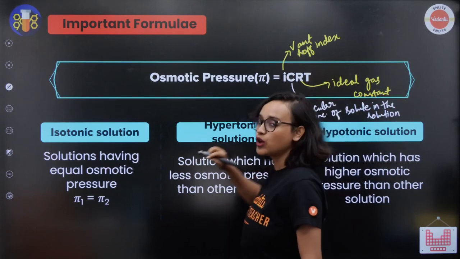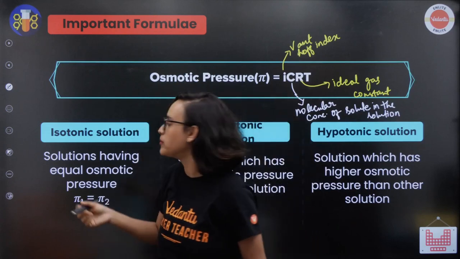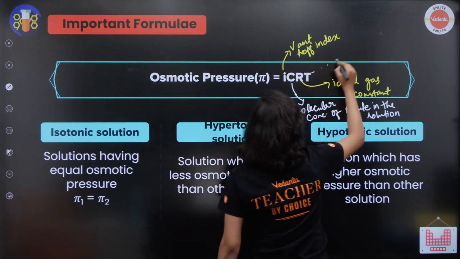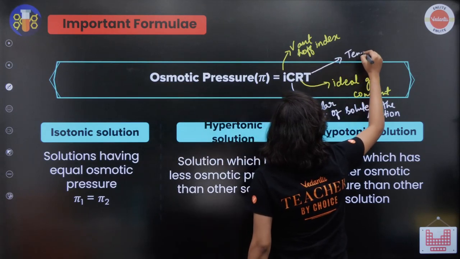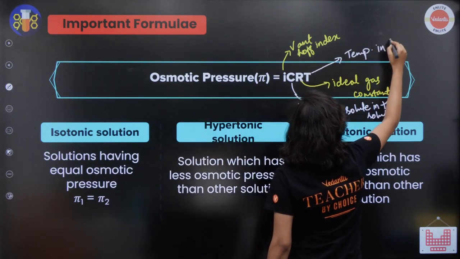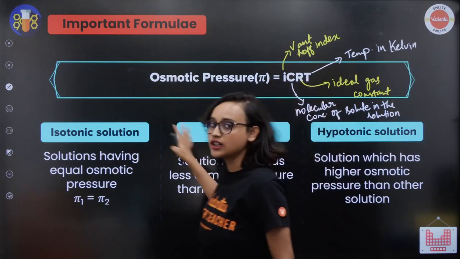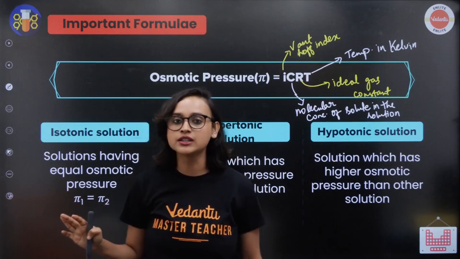All right. And what is T, my dear student? Obviously, temperature in Kelvin. That's it. This was easy, right? This was an easy guess. T is temperature in Kelvin. Clear? All the terms in the formula are clear, right?